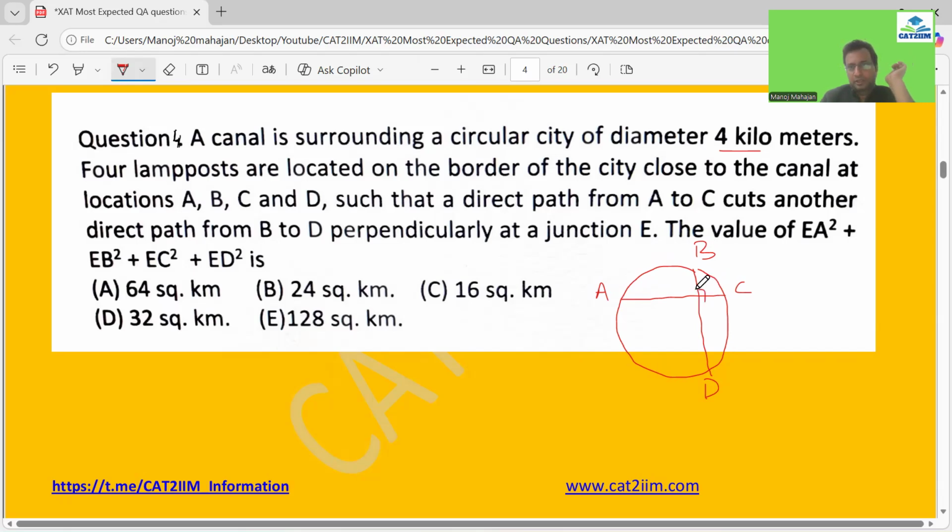And the chords are perpendicular to each other at an intersection point E. So the question is, EA square plus AB square plus EC square plus AD square is what? Now look at the freedom that I'm going to use. With this freedom, you can look forward to answering a lot of questions which do appear in the XAT paper with ease. When you go for a proof of this in the exam hall, figuring out the answer would be really challenging, right?